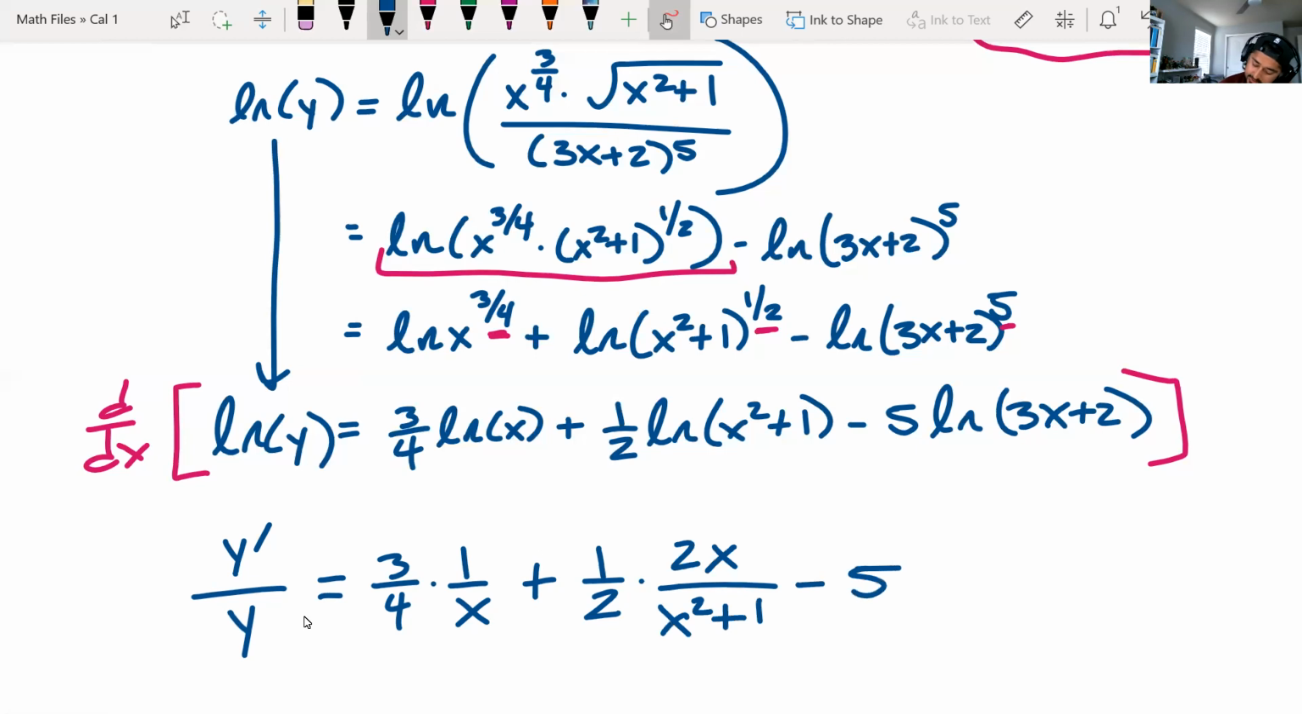Minus 5 times, and again, one more chain rule. What's the chain rule derivative for natural log of 3x plus 2? 3 over 3x plus 2. That's it.